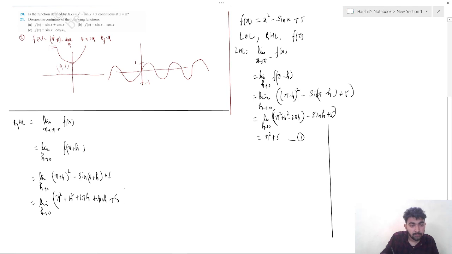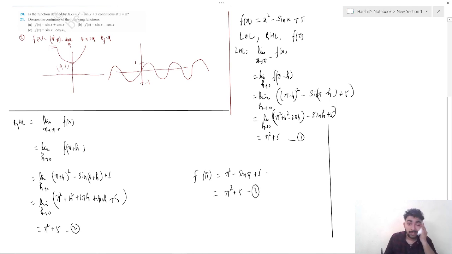Okay, this one we will get. Now if we apply the limit, we again get pi square plus 5, assume it is the second equation. Now the function value at pi will be pi square minus sine pi plus 5, and sine pi is 0, so it will be pi square plus 5. That's your third equation.